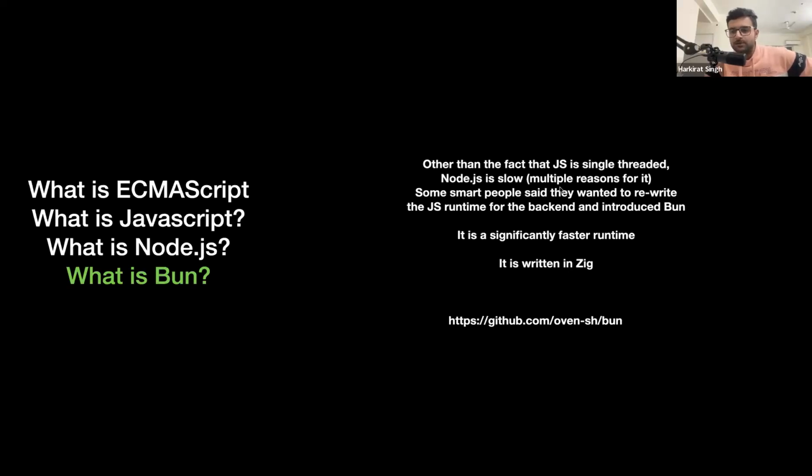Node.js is generally slow. Some smart people said we want to rewrite the JavaScript runtime for the backend, and they introduced Bun. It is significantly faster. It is written in Zig, which is another language. Cool. The code base of Bun can be found here.